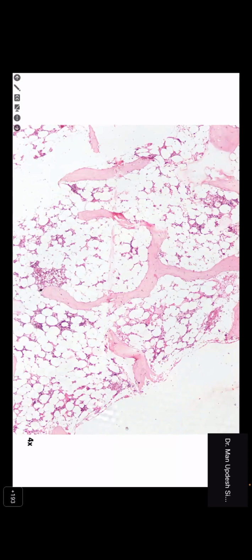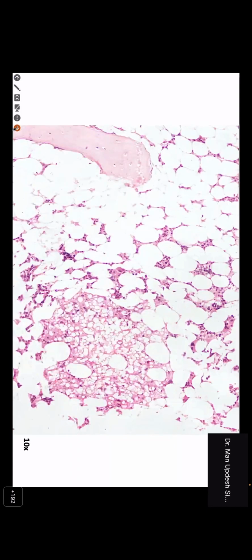There's another nodular aggregate collection coming here. At higher power, what do you see? Can you describe this? Try and attempt to describe it. It's probably a sinusoidal space surrounding that. Mostly adipose tissue is there. Okay, thick fibrosis. Okay.